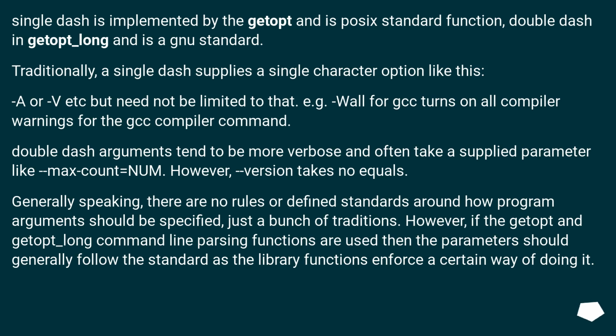Traditionally, a single dash supplies a single character option like this: -a or -v etc., but need not be limited to that. For example, -Wall for GCC turns on all compiler warnings for the GCC compiler command. Double dash arguments tend to be more verbose and often take a supplied parameter like --max-count=NUM. However, --version takes no equals.